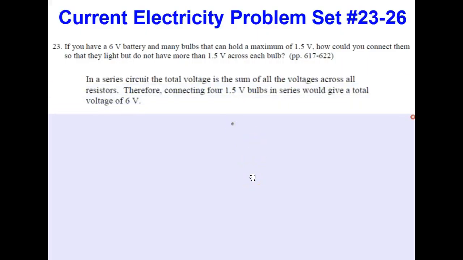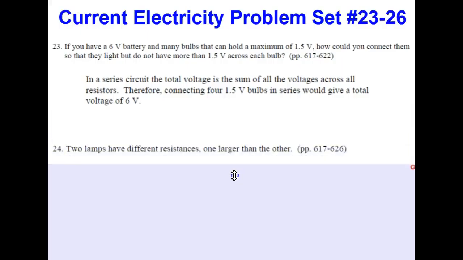In a series circuit, the total voltage is the sum of all the voltages across all the resistors. Therefore, connecting 4 bulbs of 1.5 volts in series would give a total of 6 volts. And if you put more than 4 in series, 5 or more, then you know they will absolutely get less than 1.5 volts each. What this also means is they wouldn't burn as bright either. So the more bulbs you connect in series, the dimmer they will continue to get.